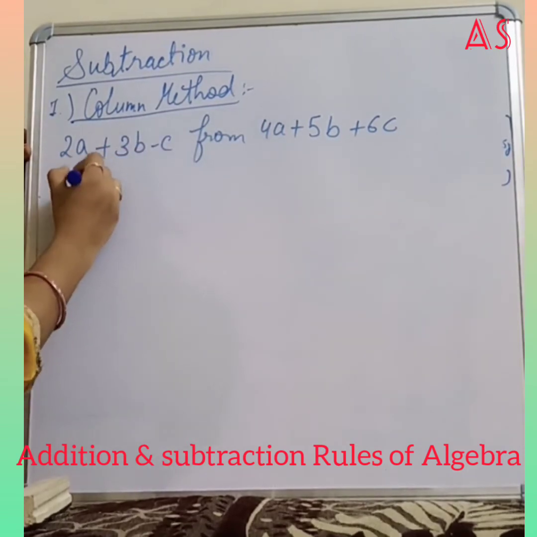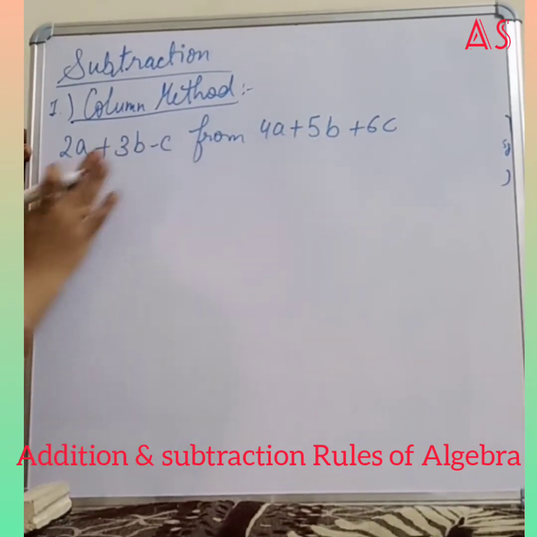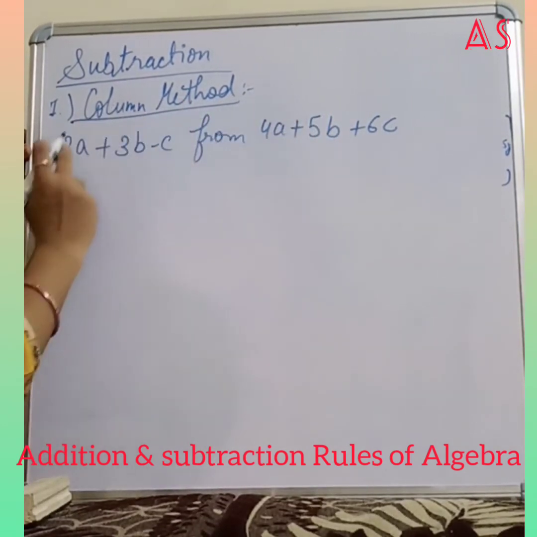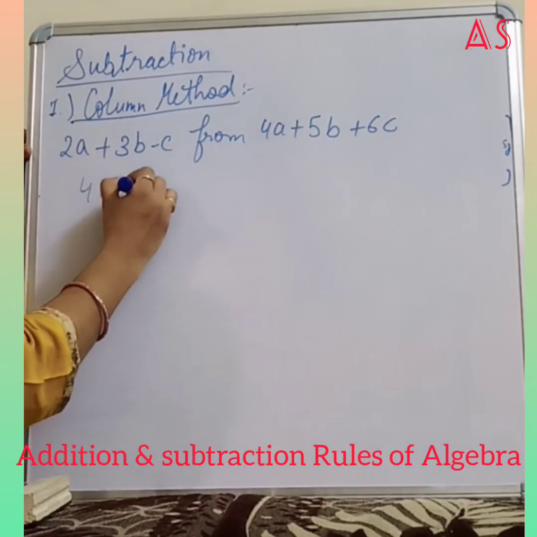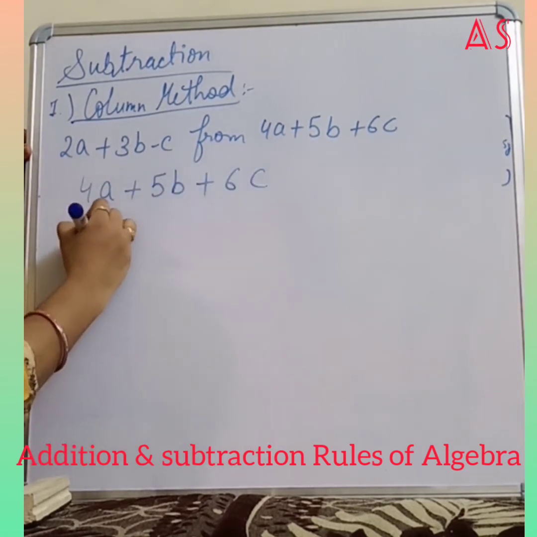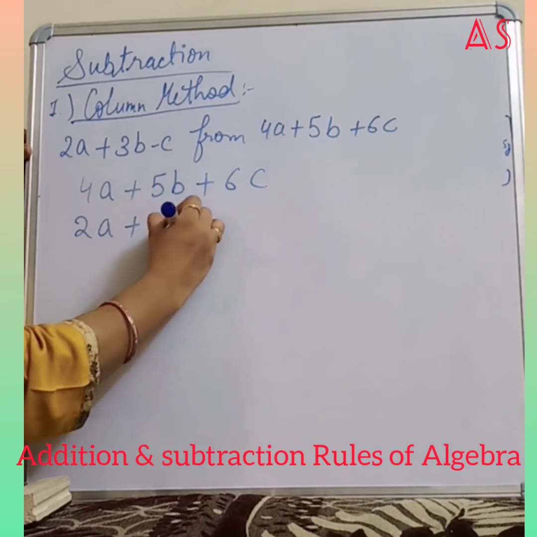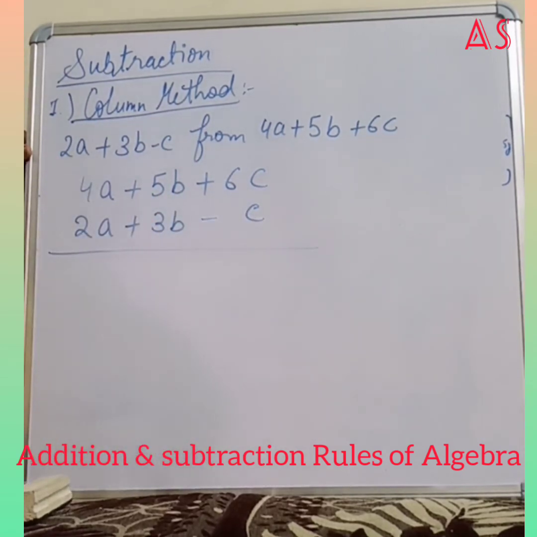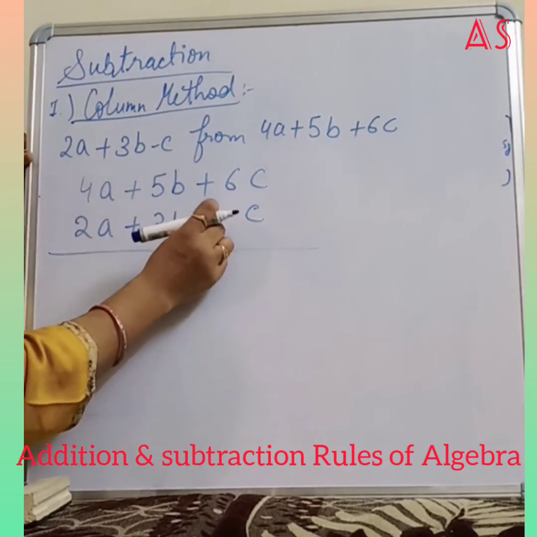So we will write in columns. Firstly we write the last part, not the first, because "from" means last minus first. So 4a plus 5b plus 6c, then below it 2a plus 3b minus c. What you have to keep in your mind when doing subtraction after writing in column method is that you have to change the sign.